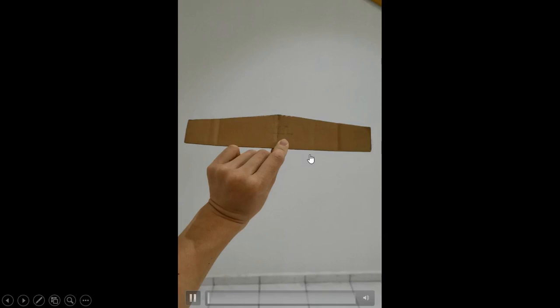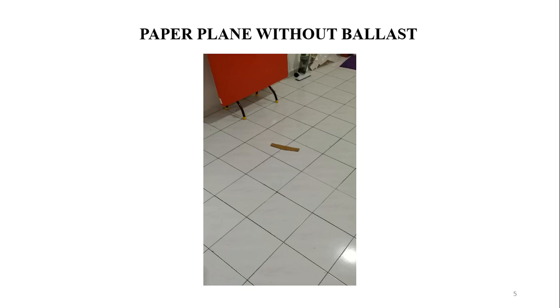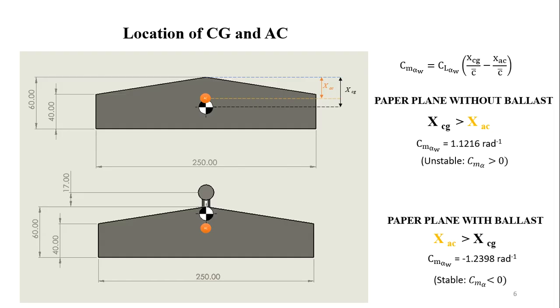So, this is what happened to the paper plane without any weight ballast. We can observe that the paper plane rotates continuously in a positive pitching movement direction. So, what is happening? We need to calculate the location of the AC and CG to see what happened.